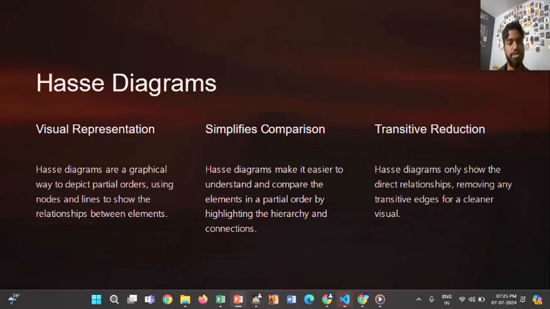Hasse diagrams, a visual representation. Hasse diagrams are a graphical way to depict partial orders using nodes and lines to show the relationship between elements. By using these diagrams, we show the relationship between the nodes and lines to depict the partial order in a graphical form. Simplifies comparison: it makes it easy to understand and compare the elements in a partial order by highlighting the hierarchy and connections with the help of Hasse diagrams. Transitive reduction: it only shows the direct relationships, removing any transitive edges for a cleaner visual.